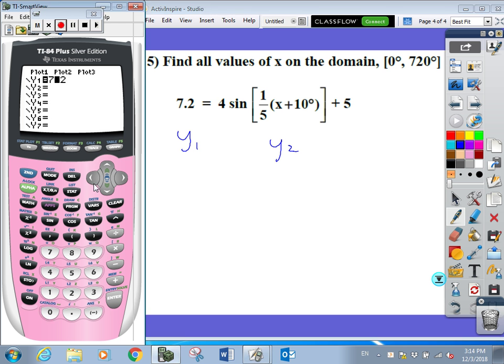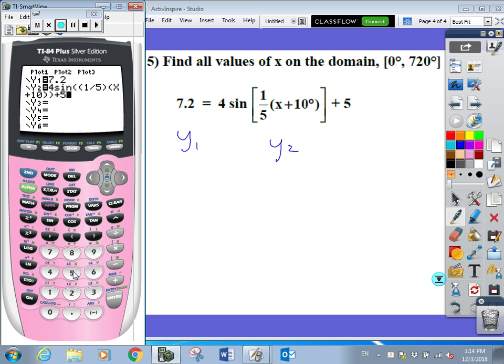So 7.2, whoops, 0.2. And then 4 sine. Now again, if you can make it 1/5 look like that. If you can't, on your calculator, because it's older, put the 1/5 in its own set of parentheses. The x plus 10 has to be in its own set of parentheses, and I have to close again. So I open, open, open, close, close, close. I have to close as many times as I open because I'm adding that plus 5.